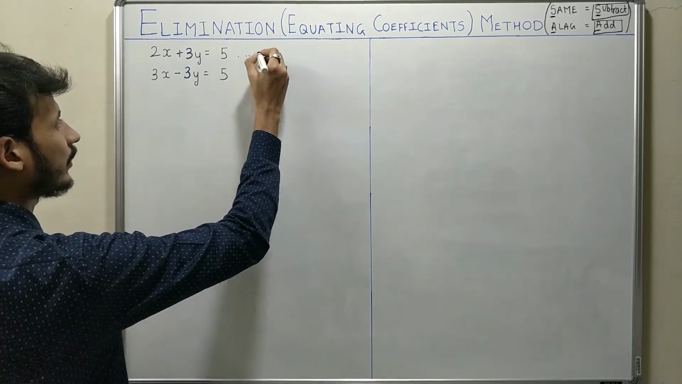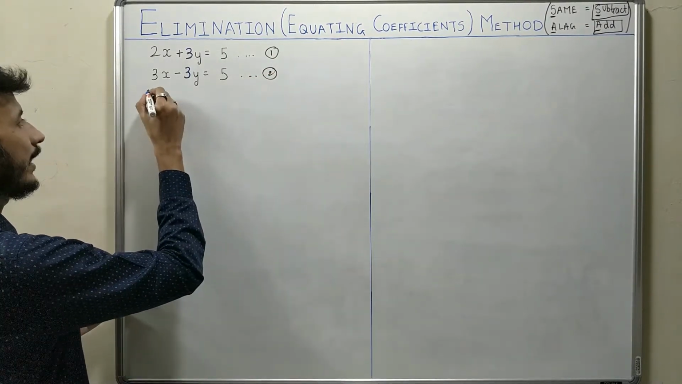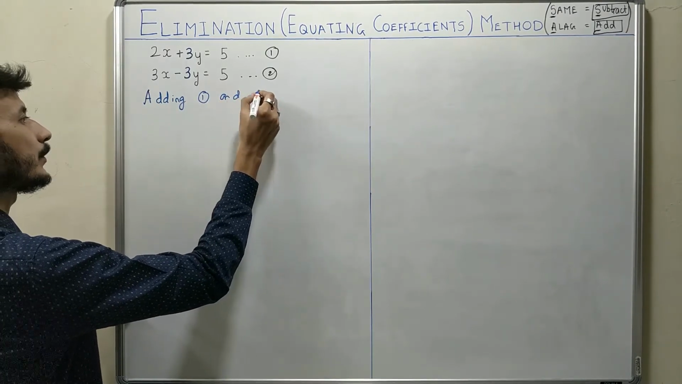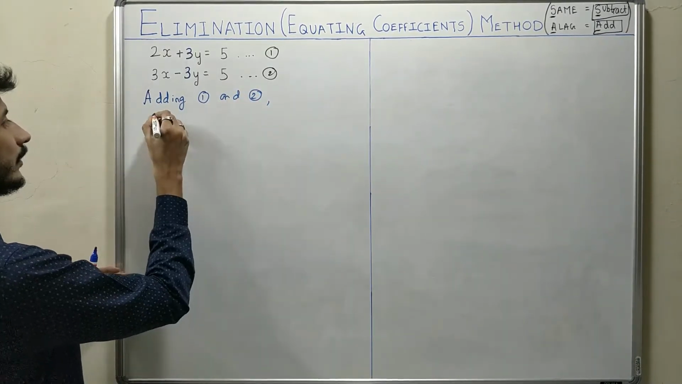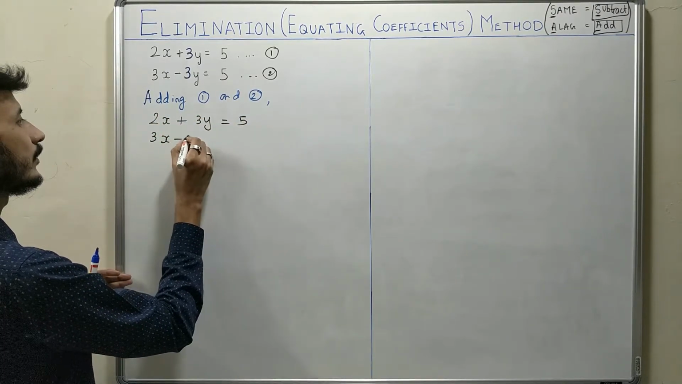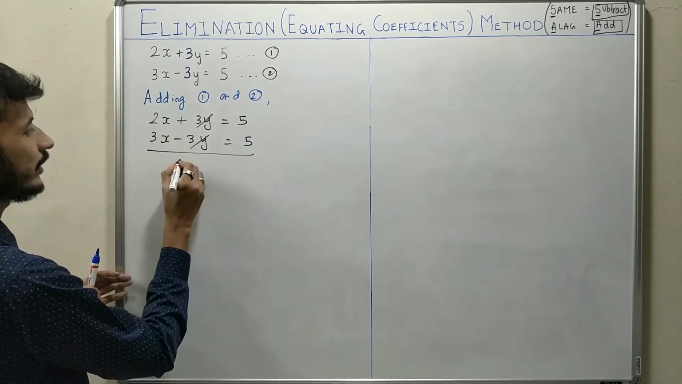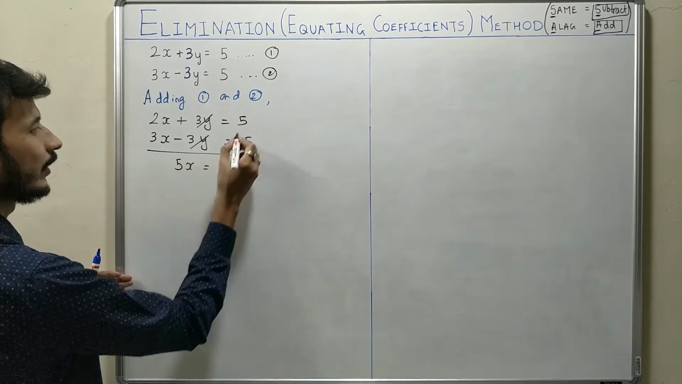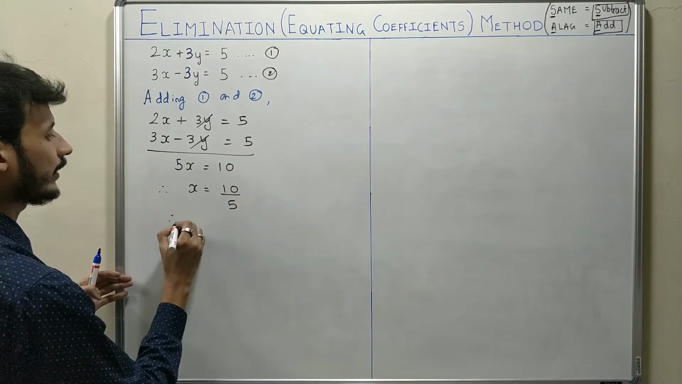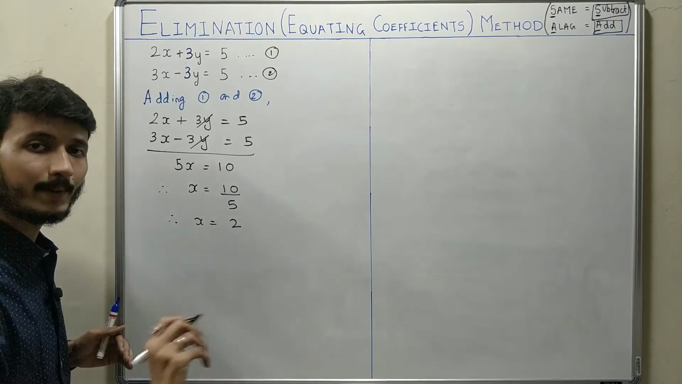So let us mark it as equation number 1, equation number 2, and we are supposed to add equation number 1 and equation number 2. Once we add it, let us see what we get. Let us write down the equations. While adding, the signs do not change. So this will get cancelled. 2x plus 3x is 5x. 5 plus 5 is 10. Therefore x is equal to 10 upon 5. Therefore x is equal to 2 is the answer for x. We need to further solve it by substitution.